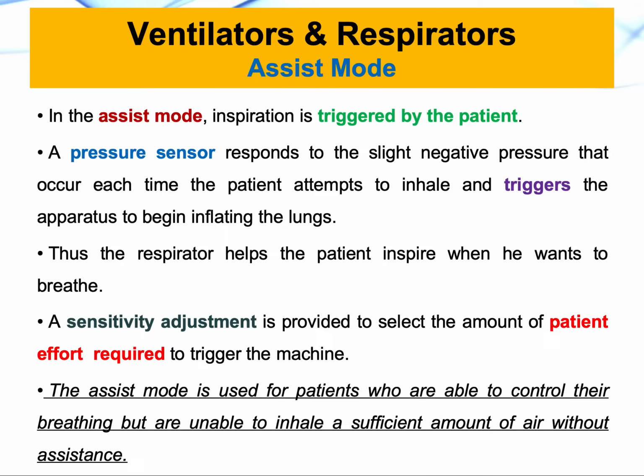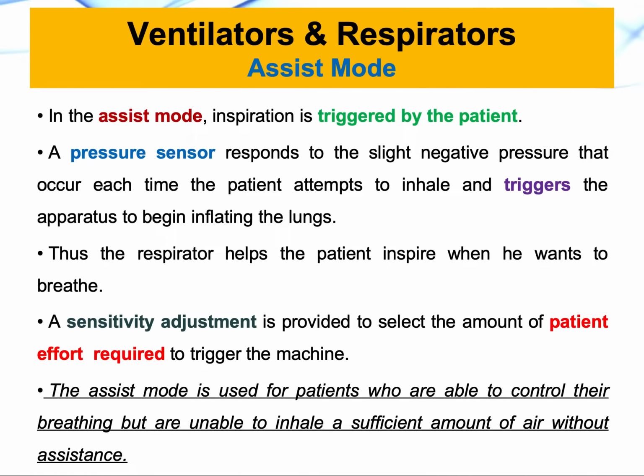So the first thing I would like to explain is the assist mode. In the assist mode, inspiration is triggered by the patient himself or herself. There is a pressure sensor that is placed on the mask or the hose, and that pressure sensor responds to the slight negative pressure that occurs each time the patient attempts to inhale and intake gas. When that sensor senses the negative pressure, it knows that the patient is trying to inhale, and a circuit triggers the ventilator or the respirator to begin inflating the lungs of the patient. The respirator helps the patient inspire when he wants to breathe.